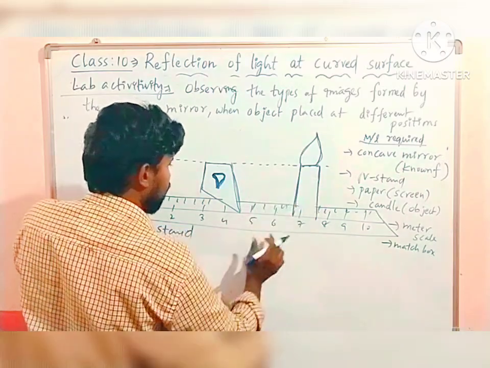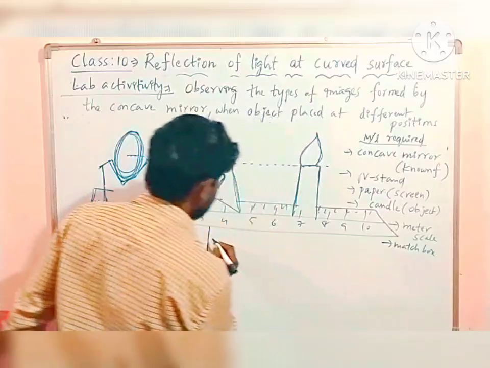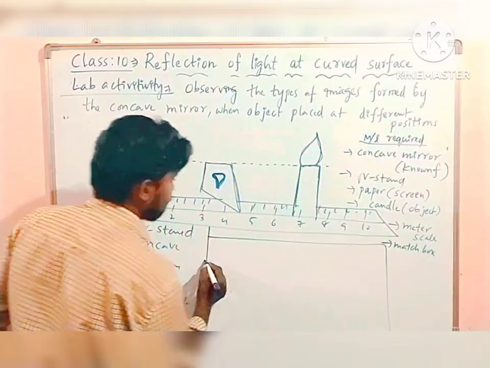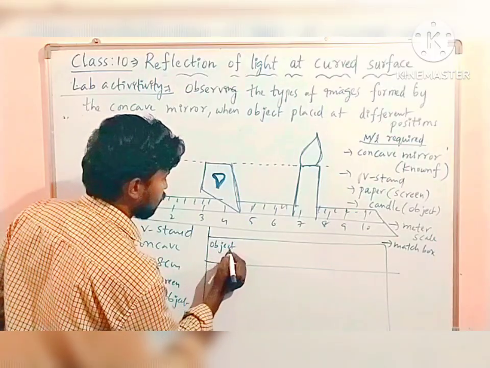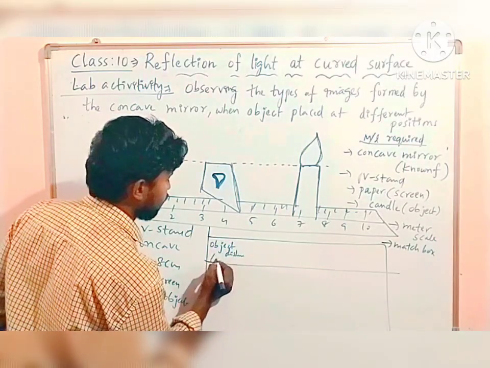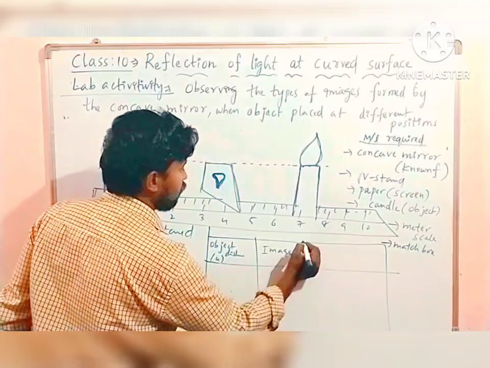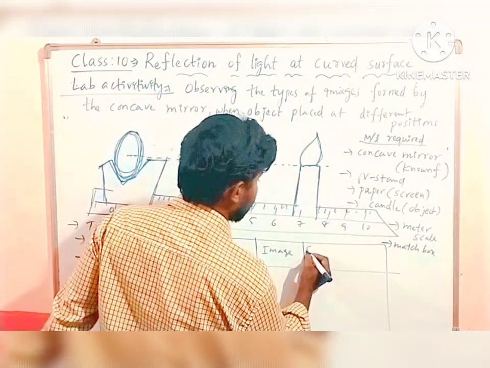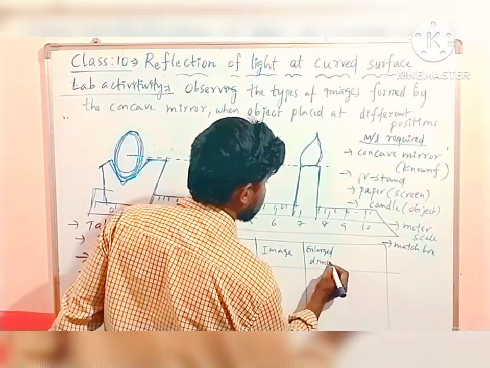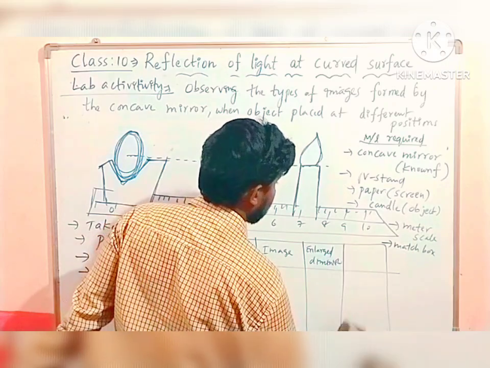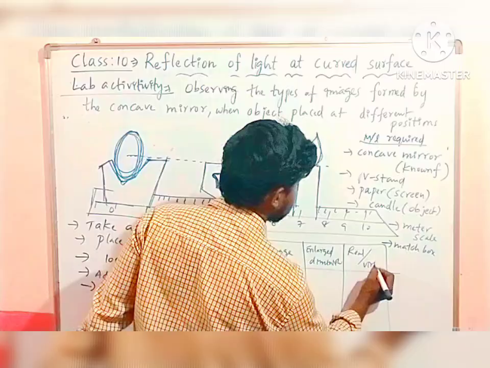For example, if you keep the object here, this is the box we have to write. This is the object distance, which we can take as u. Here is the image distance. Next is enlarged image or diminished image, or real image or virtual image.